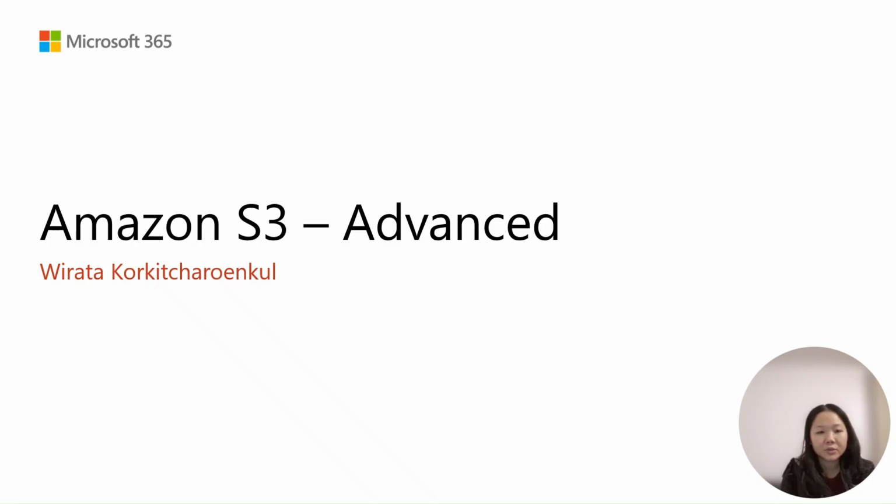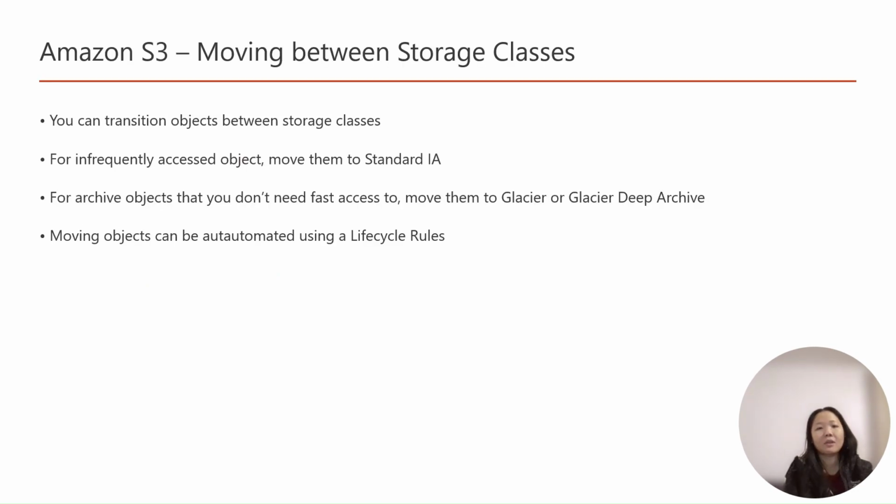So we're going to go to Amazon S3 Advanced. Amazon S3: moving between storage classes. You can transition objects between storage classes. For infrequently accessed objects, move them to Standard IA. For archive objects that you don't need fast access to, move them to Glacier or Glacier Deep Archive. Moving objects can be automated using lifecycle rules.